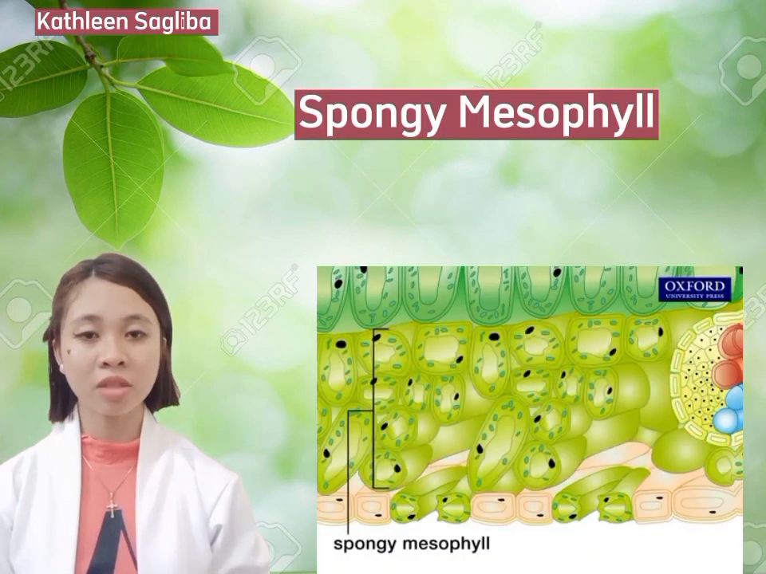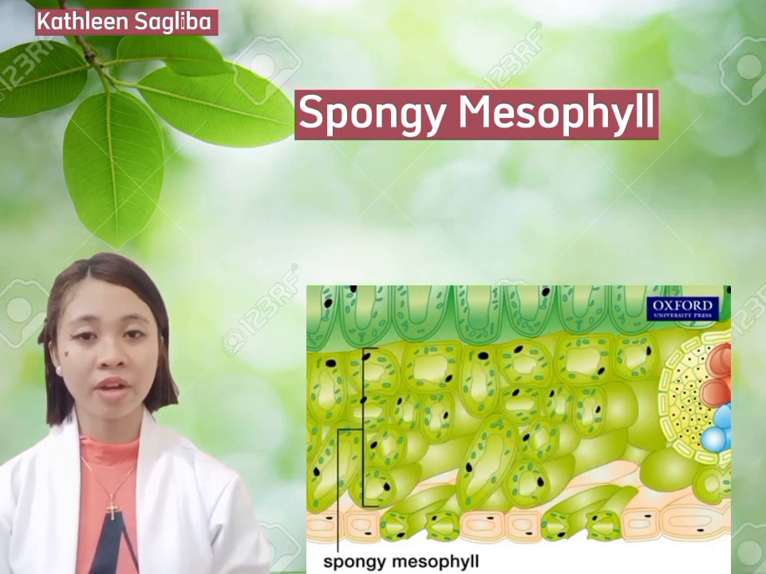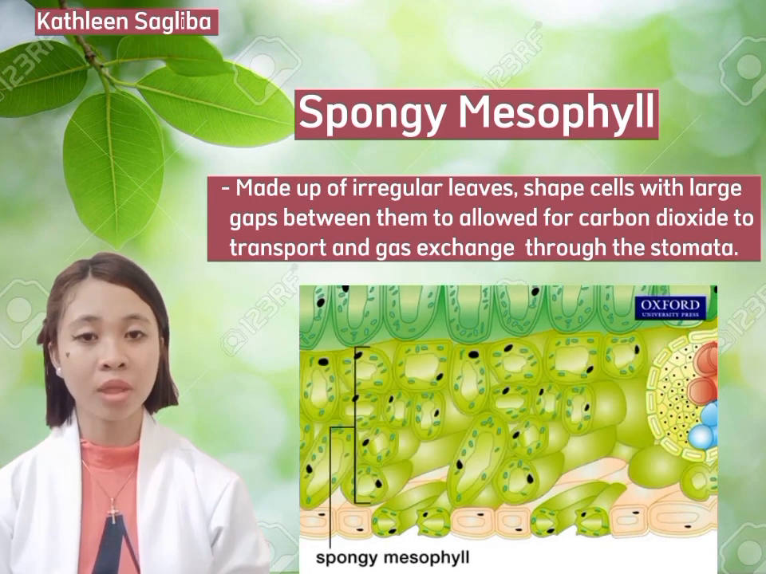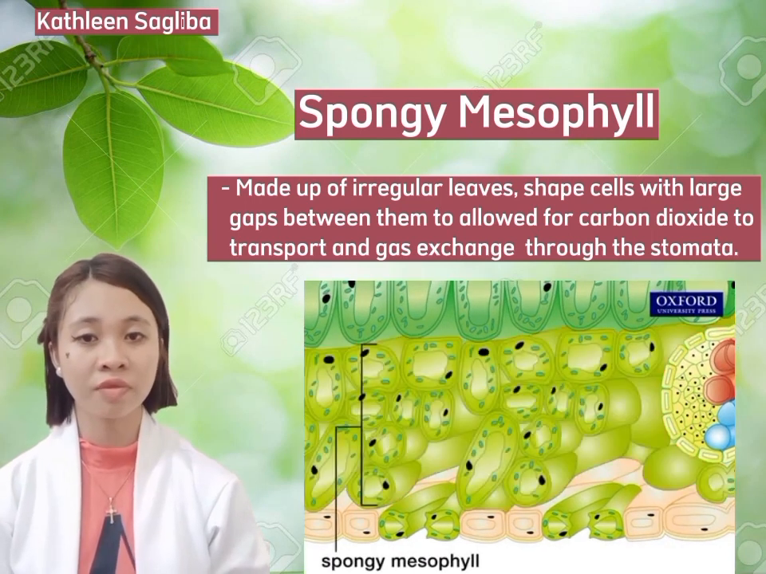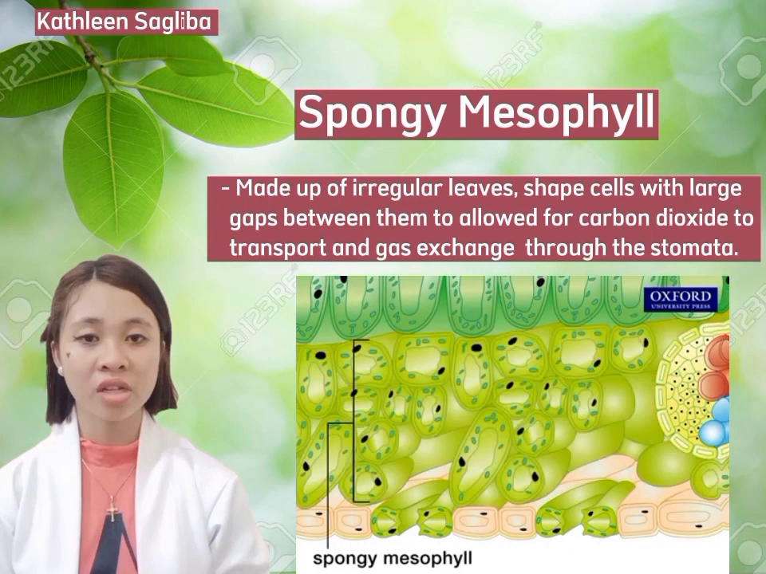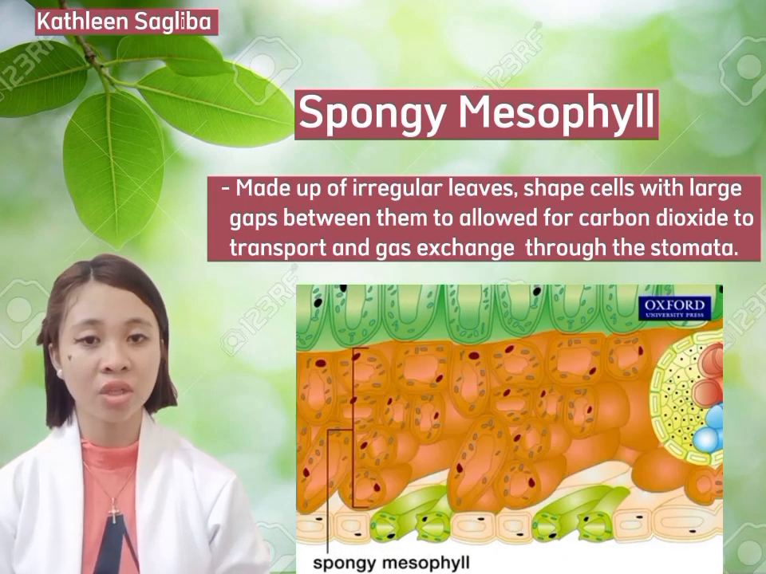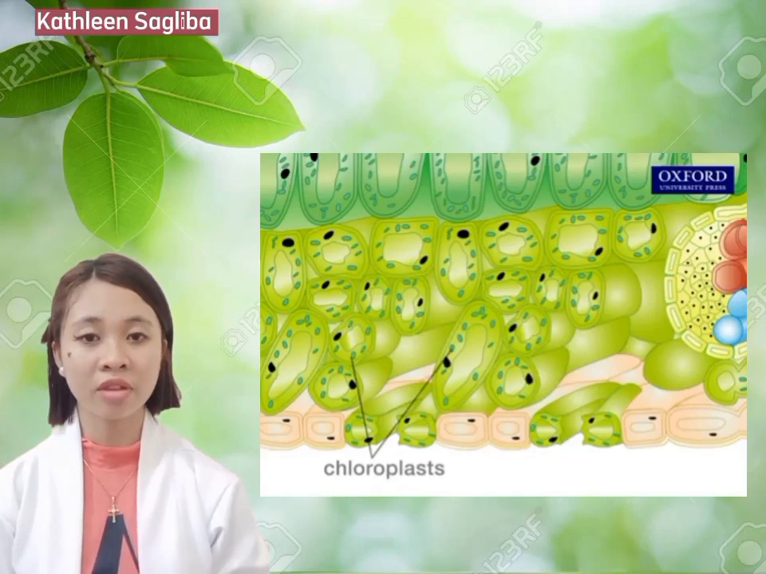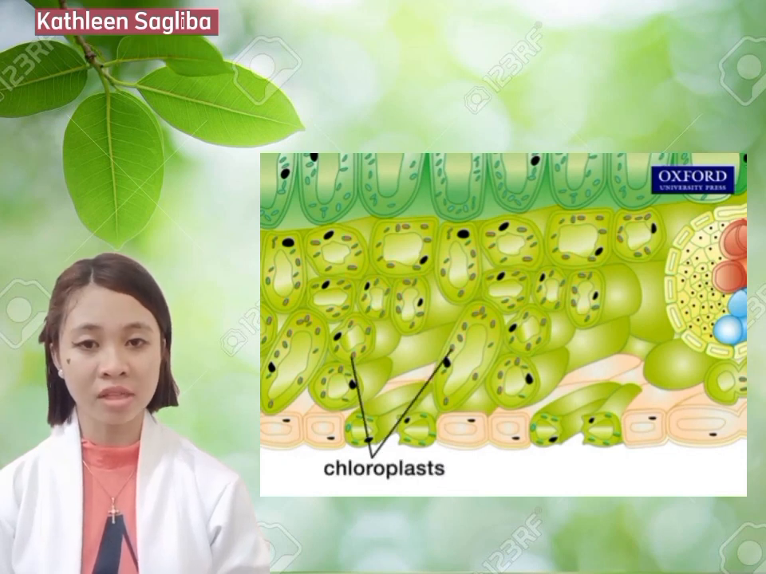The spongy mesophyll is made up of irregularly shaped cells with large gaps between them to allow for carbon dioxide transport and gas exchange through the stomata. Chloroplasts, which are responsible for photosynthesis, are found in the spongy mesophyll.